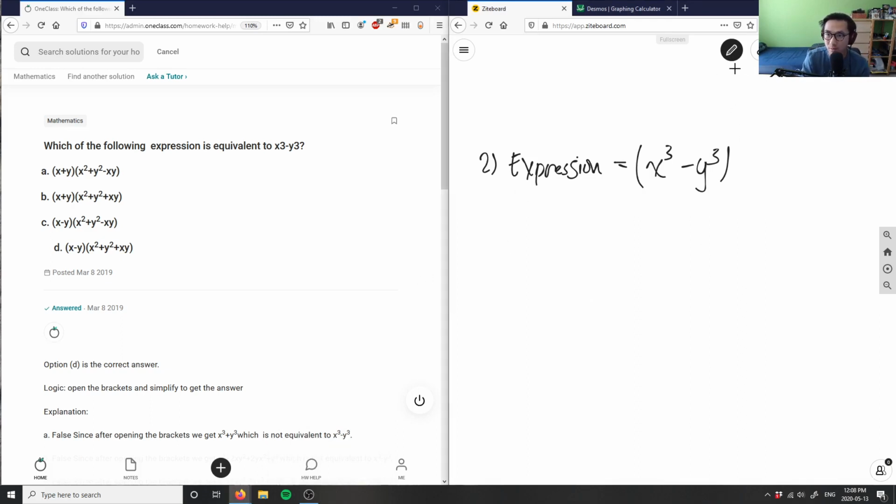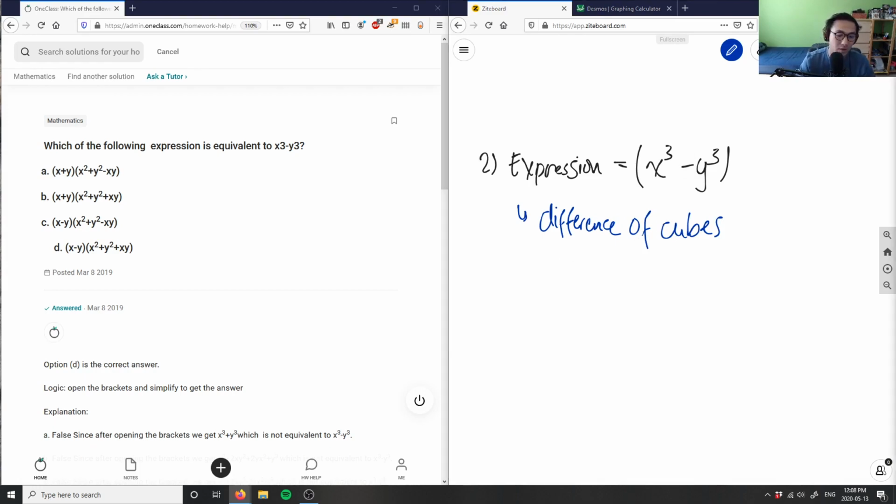Let me write this down here. So here is difference of cubes. And how do you know that? Well, you know that this here is a difference. The subtraction sign is a difference, and the x cubed and the y cubed, both of these terms are cubed. So hence this is called the difference of cubes.